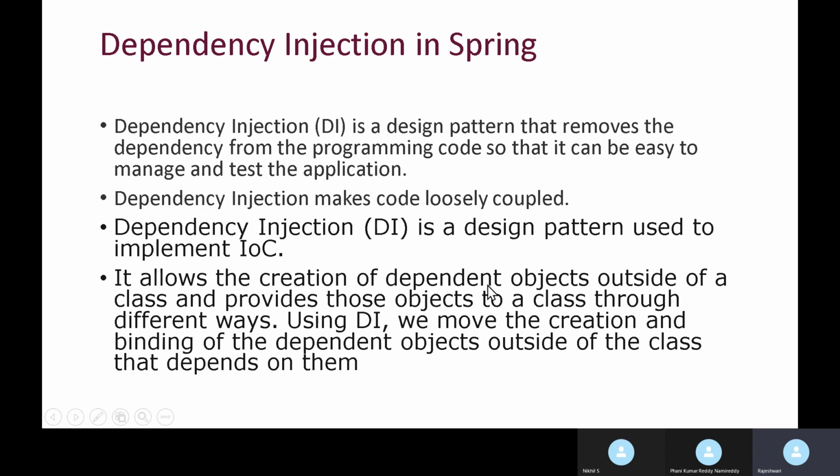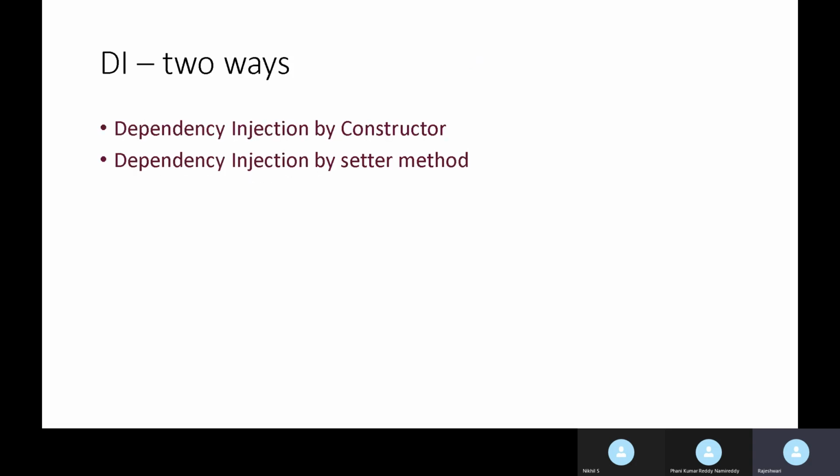It allows the creation of dependent objects outside the class because we are using the XML file or a configuration file. So through different ways, using DI we move the creation and binding of the dependent objects outside of the class. Outside the class we can always create an object using an XML configuration, or it could be the annotation way. @Component means an object will already be ready-made for you. To explain more about DI, dependency injection, as I already told you, it can be done by constructor injection or by setter injection.